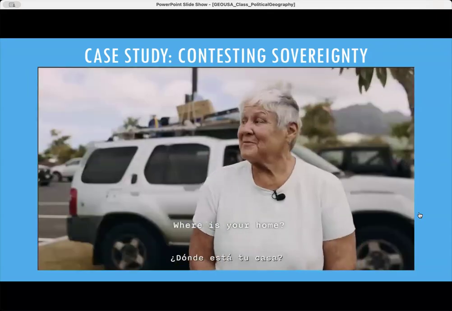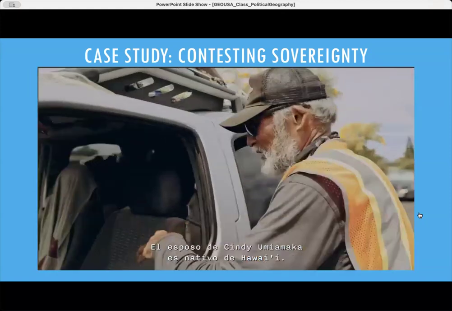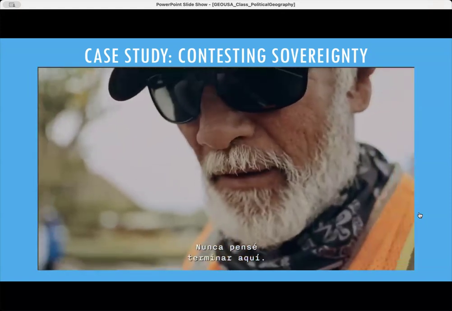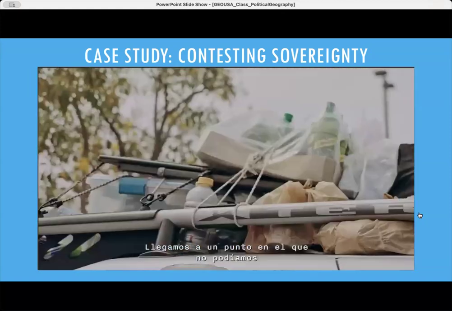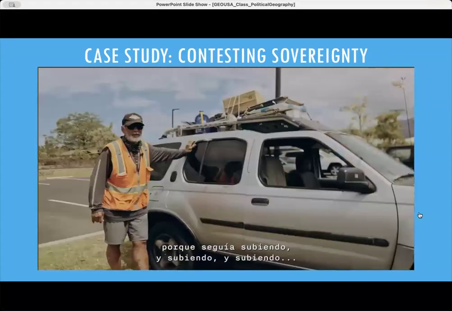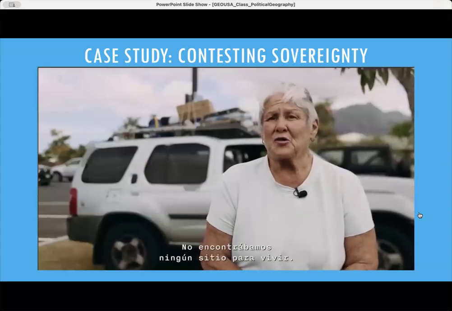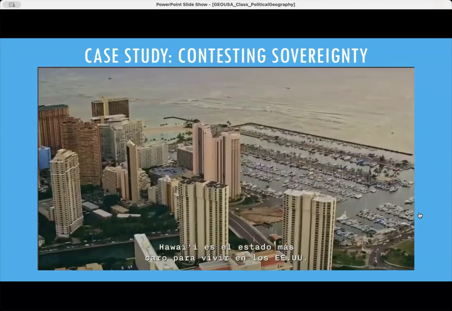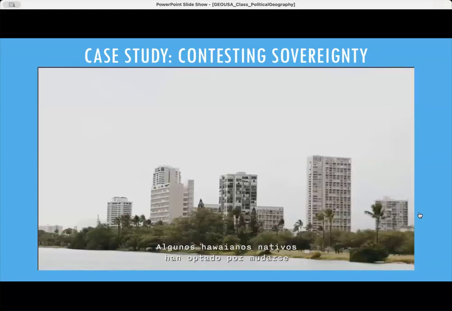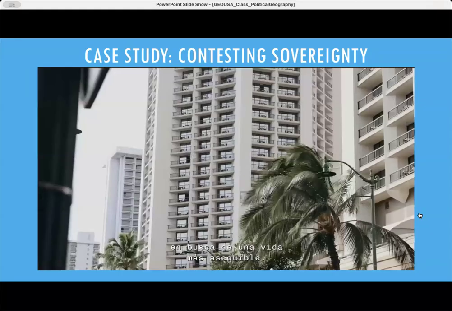Where's your home? You're looking at it. Cindy Yumiyamaka's husband is Native Hawaiian. I never thought I would end up here. We got to the point where we couldn't afford to pay the rent any longer because they kept adding and adding and adding, and there was no place for us to go. Hawaii is currently the most expensive state to live in the U.S. Some Native Hawaiians have opted for moving away in search of a more affordable life.